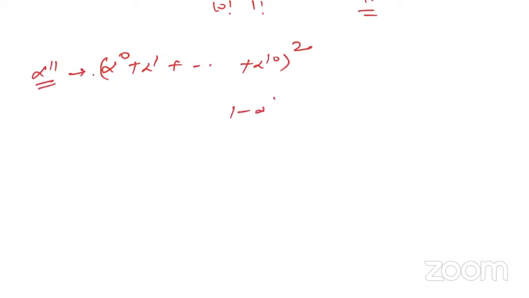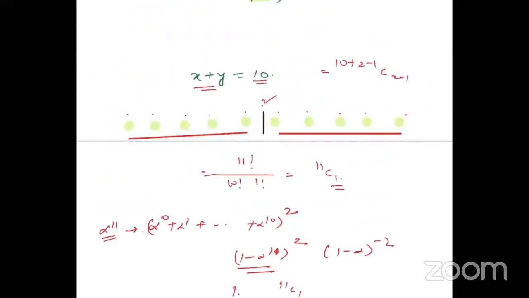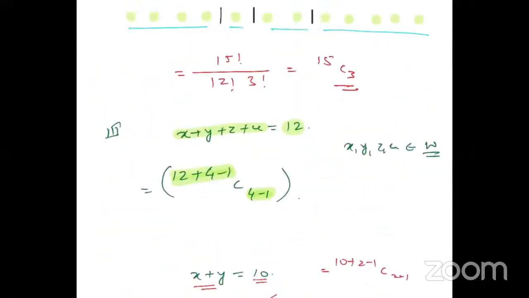So this is 1 minus alpha to the power 10, the whole square, 1 minus alpha to the power minus 2. Again, this will go for 11. So again, only 1 will be from there. And this is 11C, 2 minus 1, which will be 1. Right? So this is the method. You can use the formula. The restriction is this must be whole numbers, right?